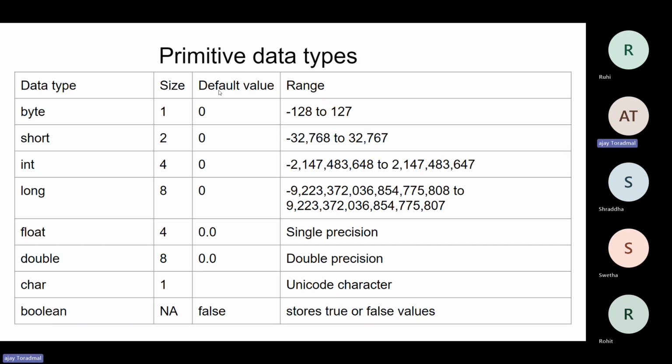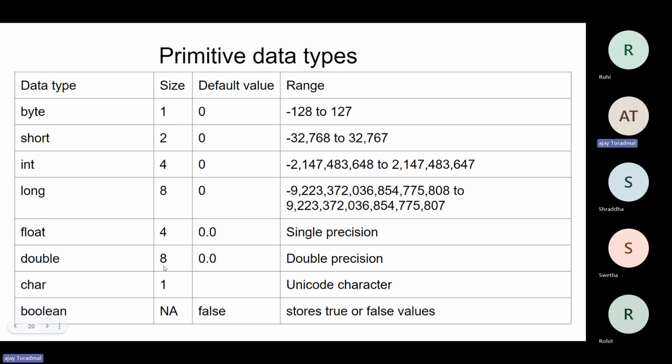So for all the values from byte to long, it will take the default value 0. For floating point, it will take 0.0. See, float means you have to store the number in decimal point, so it will take the number in the form of decimal. And for double, it will also take numbers in the form of decimal, but it will take a little bigger. If you see, the size is more, so it will store the big number.